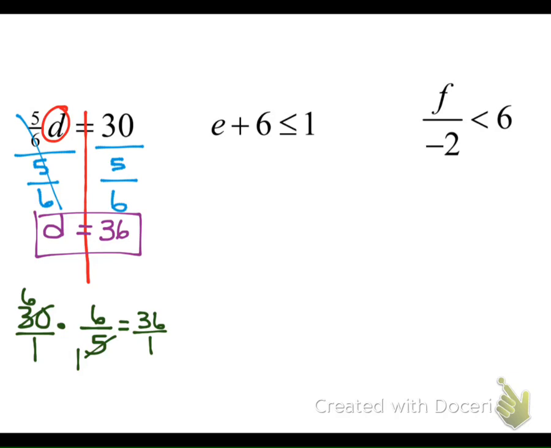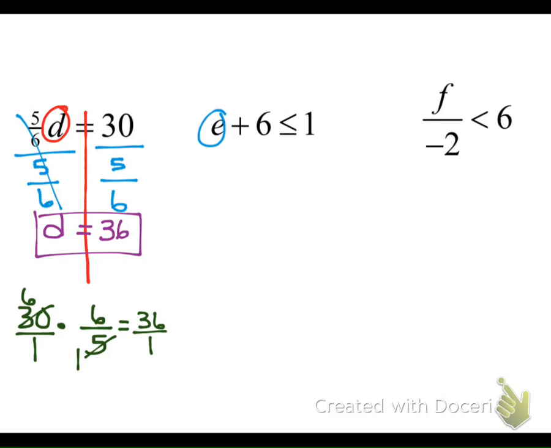Now we have, as the last two problems, solving inequalities. Inequalities are just like solving one-step equations with the difference that you won't have an equal sign, you'll have an inequality sign. And the second difference is going to be only, so it's not when you add or subtract, but only when you multiply or divide by a negative number, you will flip that inequality sign around. So let's take a look at our first one. You have e plus 6 is less than or equal to 1.